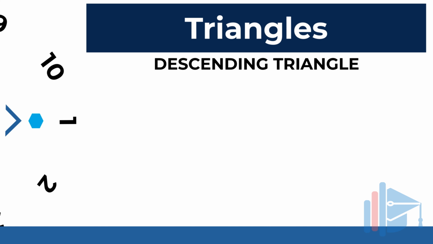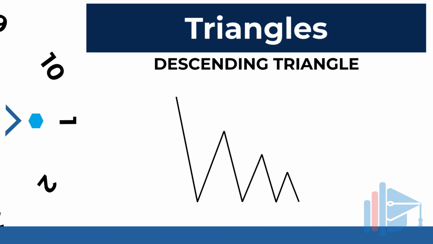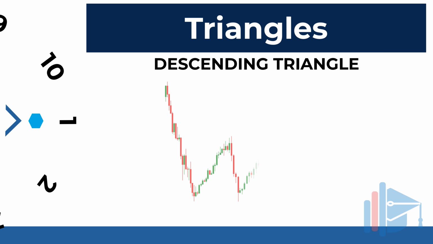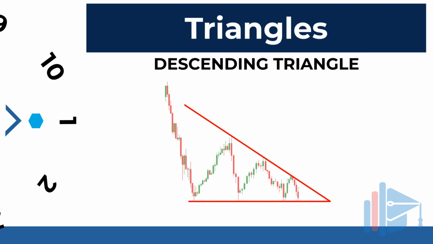A descending triangle forms when there is a series of lower highs, converging with a flat support line. This pattern indicates increasing bearish momentum, as sellers push prices lower with each rally, while buyers consistently defend a specific support level. The expectation is that the support level will eventually fail, leading to a bearish breakout.